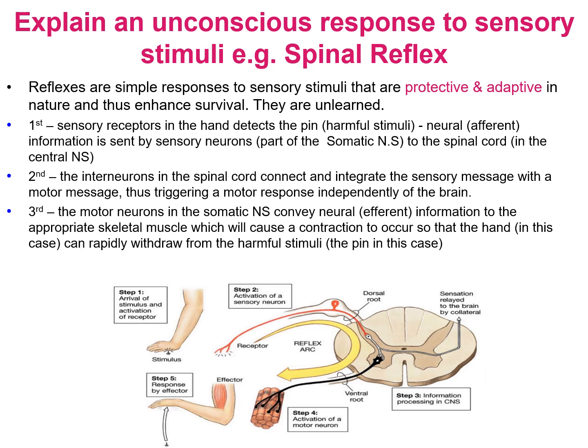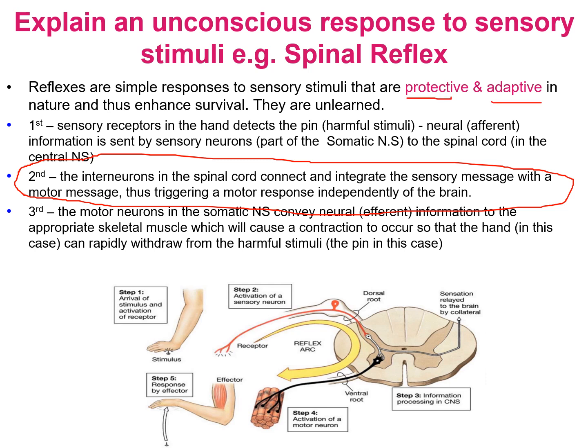Now, similar process for an unconscious response. It starts and ends with the somatic nervous system in terms of the detection of the sensory input and the execution of the motor response. But in the middle, what we do is we discuss the role of the interneurons in the spinal cord that integrate that sensory and motor signals and therefore triggers that response independently of the brain. That is a protective and adaptive response that's quicker than if that signal had to go all the way to the brain and back, because we're reducing tissue damage and therefore enhancing our survival.